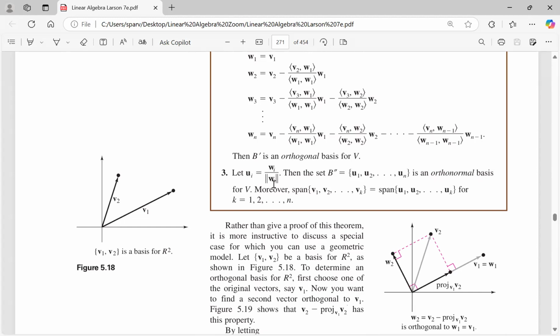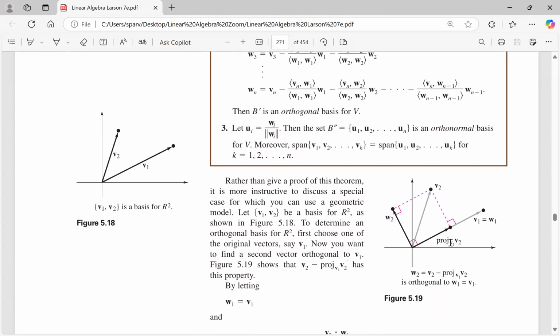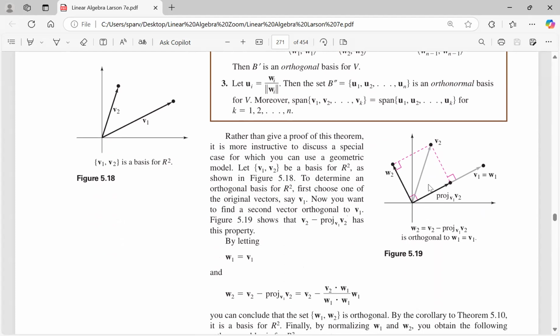Divide a vector by its magnitude, it will normalize it. Sounds simple, hopefully doable. And he has kind of an image here for an R2 version of this.